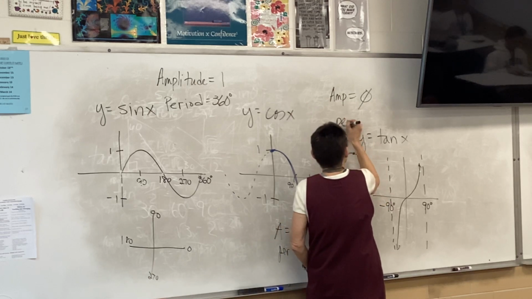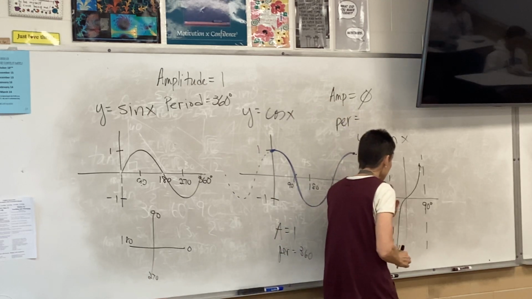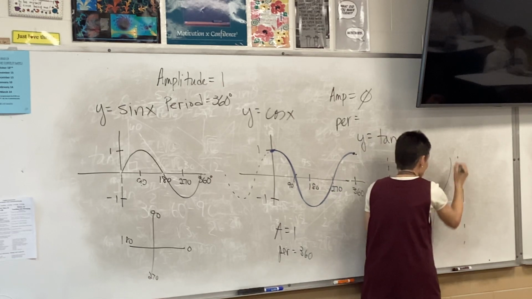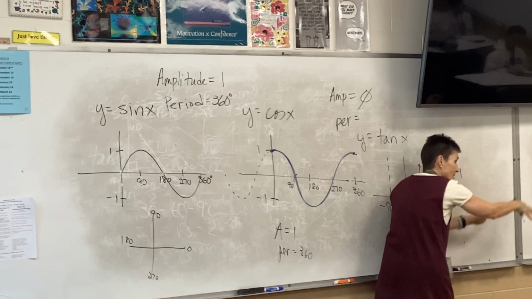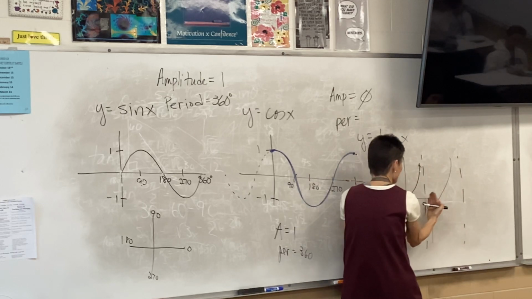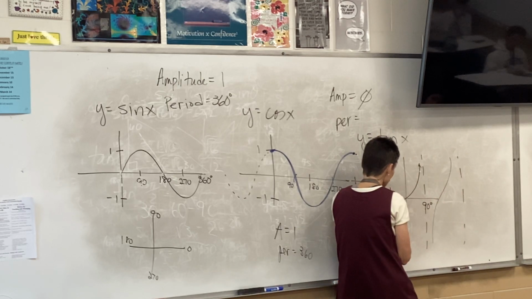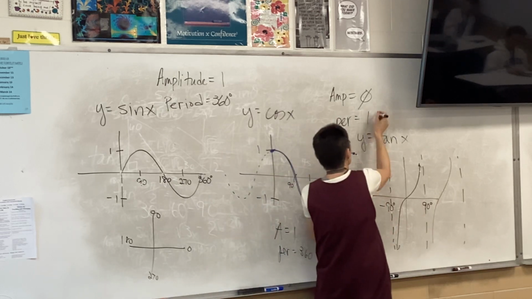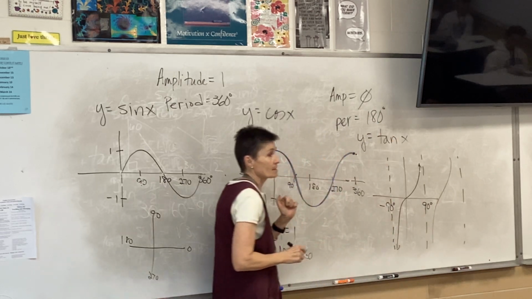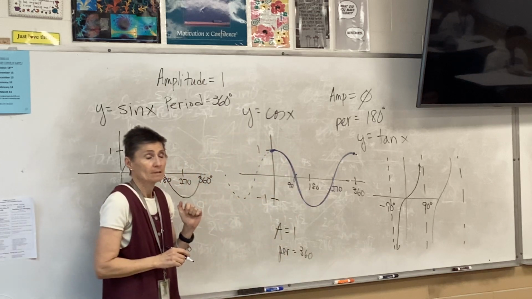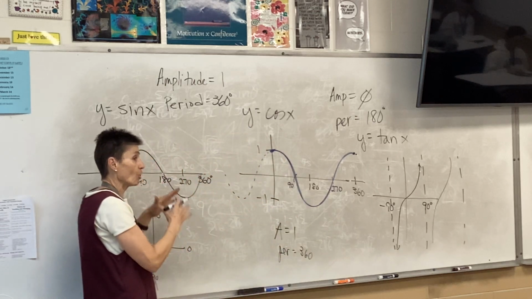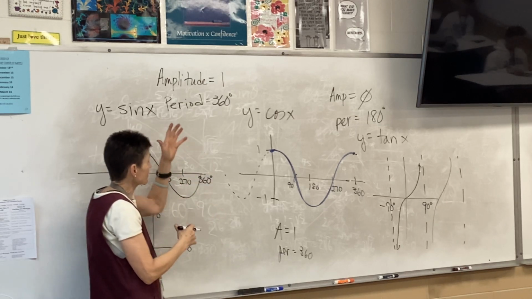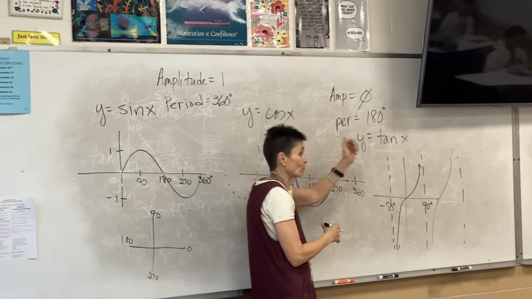Period is from here to here. This is one period. If I were to graph another period, it would have the same shape. I just keep adding on asymptotes and squiggles. This is one period. How far is it from negative 90 to positive 90? 180. So the period of the tangent is 180. These are your baseline pictures. This is the regular sine, regular cosine, regular tangent.